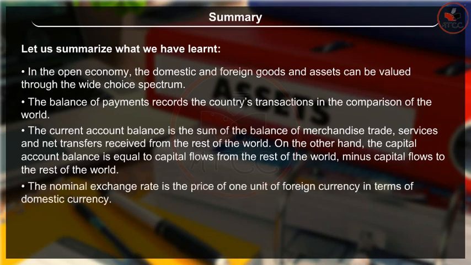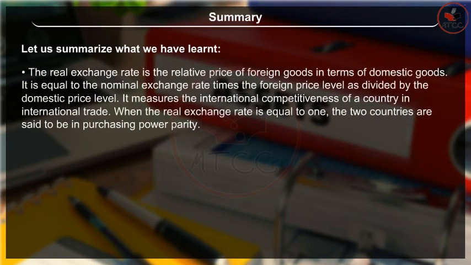The nominal exchange rate is the price of 1 unit of foreign currency in terms of domestic currency. The real exchange rate is the relative price of foreign goods in terms of domestic goods. It is equal to the nominal exchange rate times the foreign price level divided by the domestic price level. It measures the international competitiveness of a country in international trade. When the real exchange rate is equal to 1, the two countries are said to be in purchasing power parity.